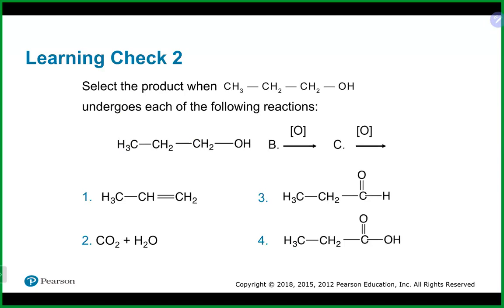All right, so why don't you do this? If we start with this molecule, which looks like 1-propanol, what are the two products we should get? I feel like my arrow is in the wrong spot, and my B is in the wrong spot. That should be B right there, and that should be C. There you go. So what are two end products you should get there? Draw them up and see what you come up with.